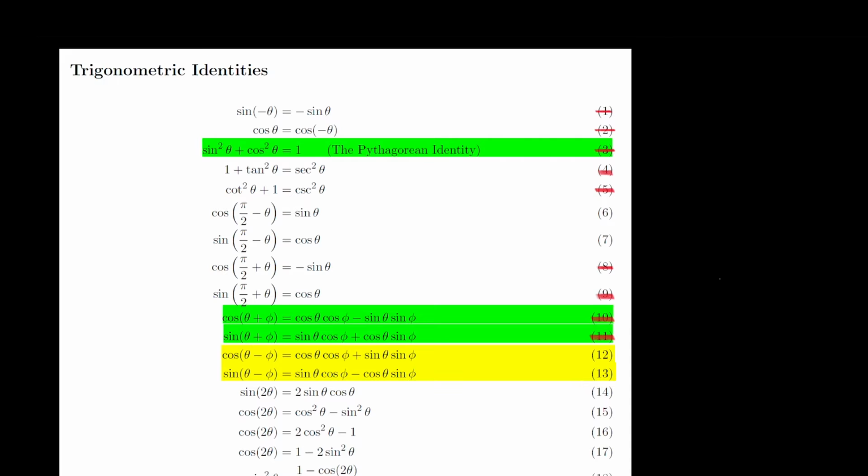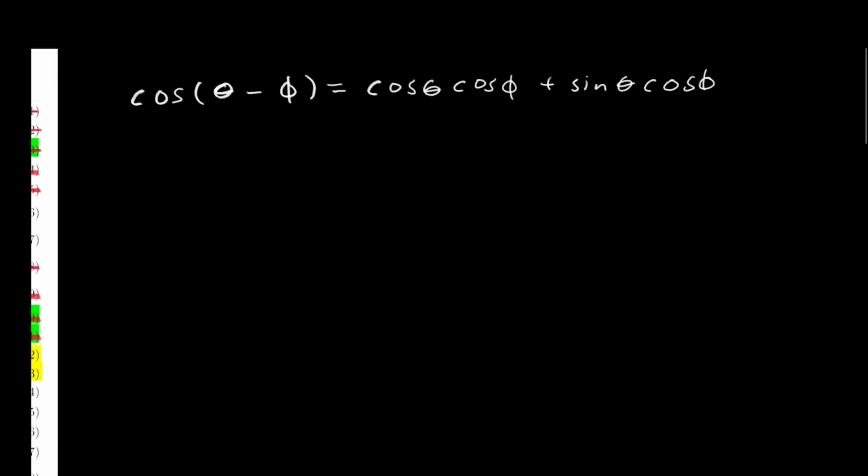Okay, so let's write out the identities that we are proving. The first identity we are proving is the cosine of theta minus phi is equal to the cosine of theta times the cosine of phi plus the sine of theta times the cosine of phi. All right, let's start the proof.